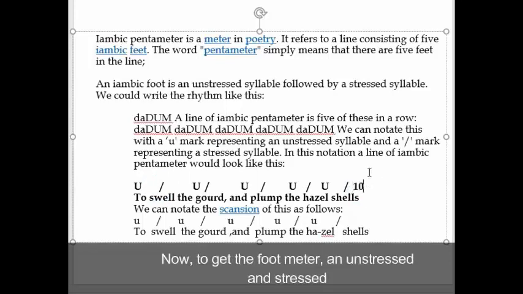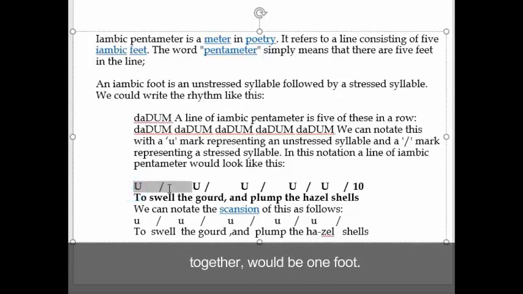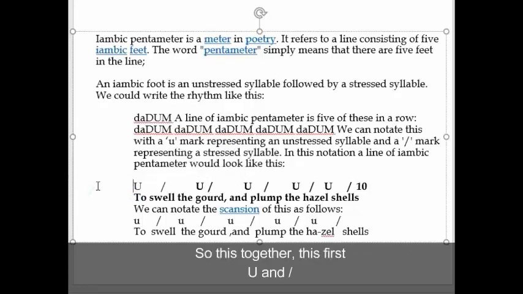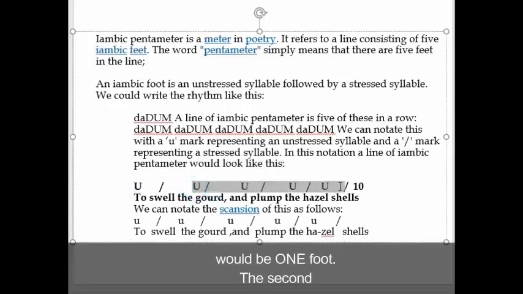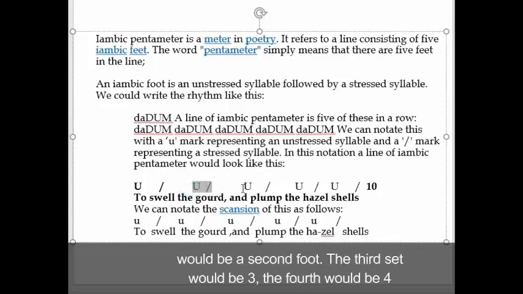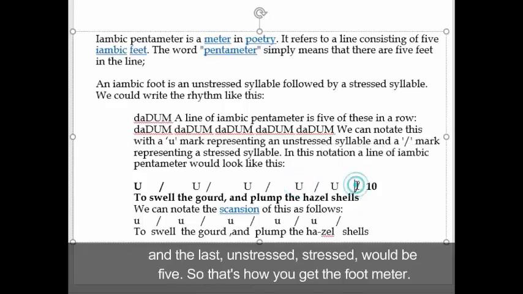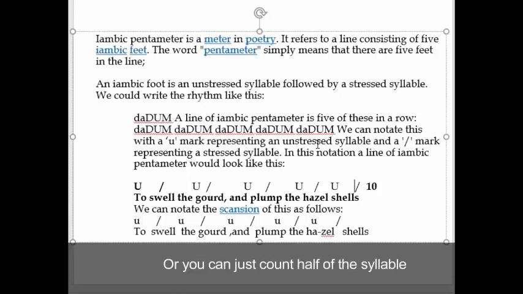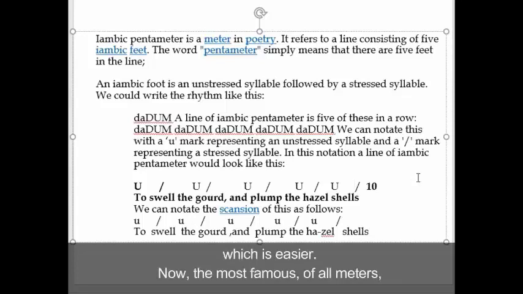Now, to get the foot meter, an unstressed and stressed together would be 1 foot. So this first unstressed-stressed pair would be 1 foot. The second would be a second foot. The third set would be 3. The fourth would be 4. And then the last, unstressed, stressed, would be 5. So that's how you get the foot. Or you can just do half of the syllables, which is easier.